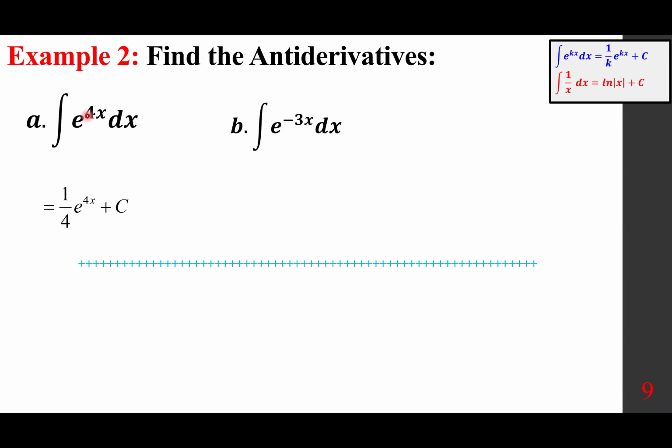What about e to the power minus 3x? Again, the answer is itself, but we're going to divide by negative 3. So negative 1/3 e to the power minus 3x, and of course, plus a constant.